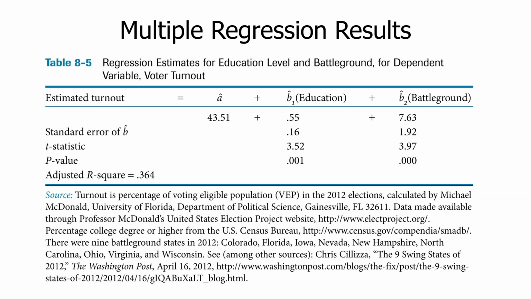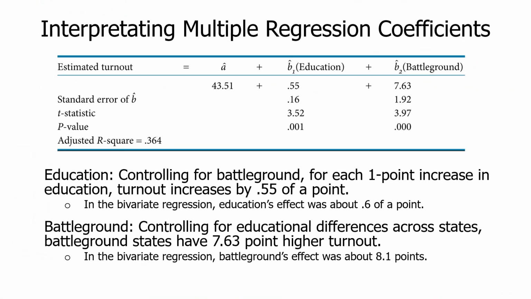So we have a nice R-squared here of 0.364 that tells us of all the variation across states in turnout, we can explain about 36% of that variation by knowing the level of education of the state and whether or not it had battleground status. Just to repeat, to emphasize here, education, controlling for battleground: for each 1 point increase in education, turnout increases by 0.55 of a point. In the bivariate, the education effect was 0.6 of a point.